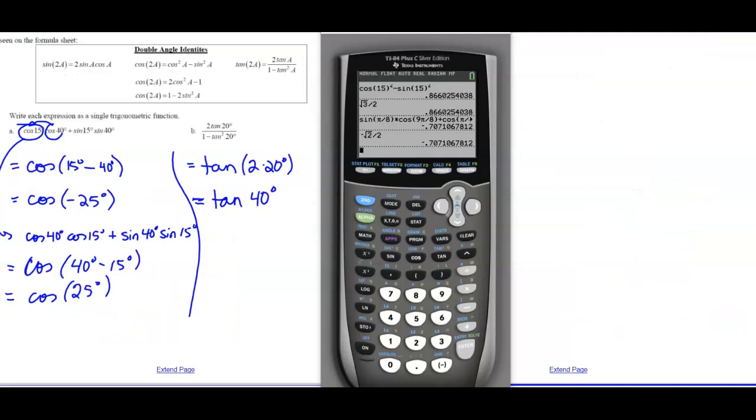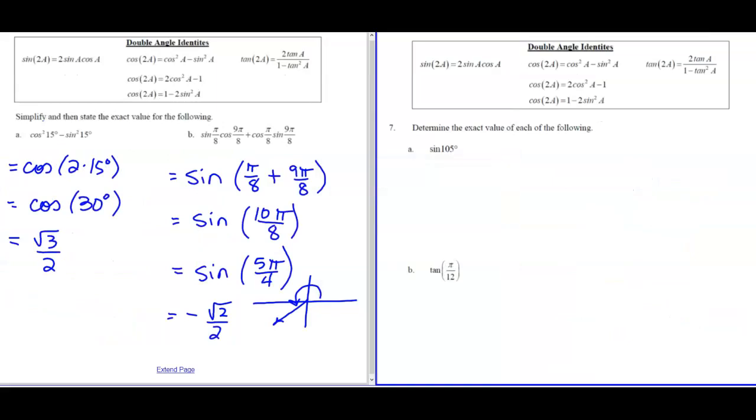Okay, so now it says determine the exact value of each of these. So now we're working backwards from what we were just doing. Last couple of questions, we were trying to simplify to a single trig ratio. Now we're going from a single trig ratio back to something expanded that has special angles. So let's leave these.